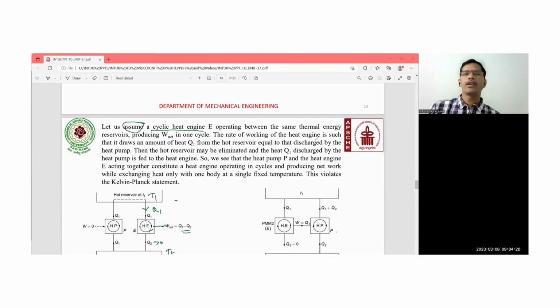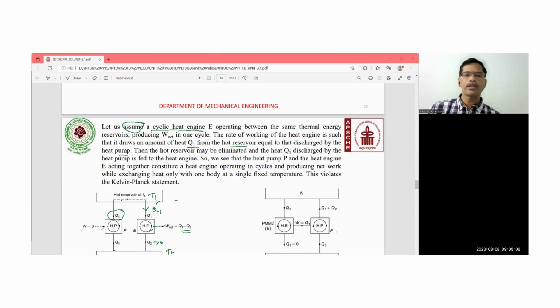The rate of working of the heat engine is such that it draws an amount of heat Q1 from the hot reservoir, equal to that discharged by the heat pump. Here you are assuming that heat is transferring from this particular reservoir to that one. Now assume there is a heat pump, also operating between the sink and the source. The heat pump's job is to reject the heat to the hot reservoir.